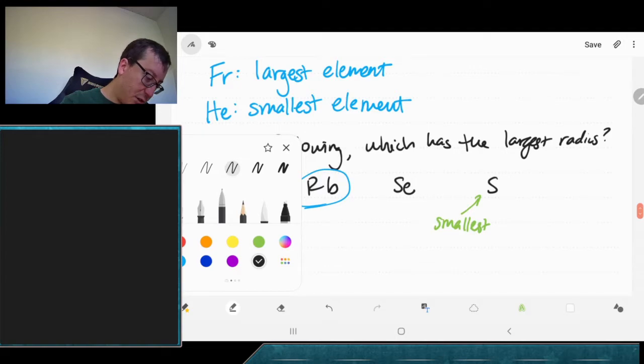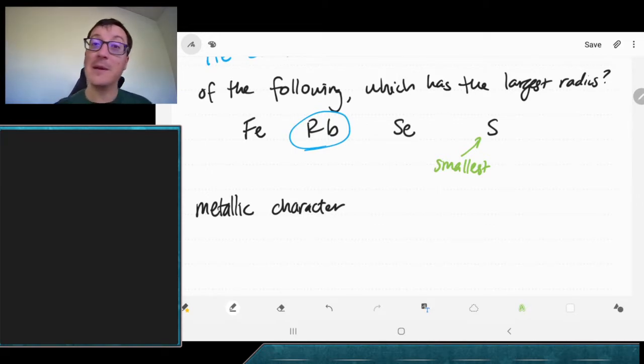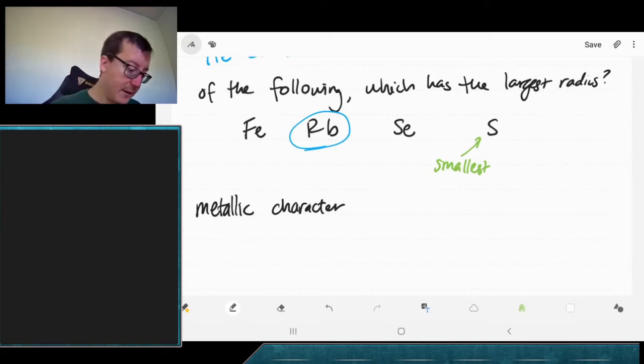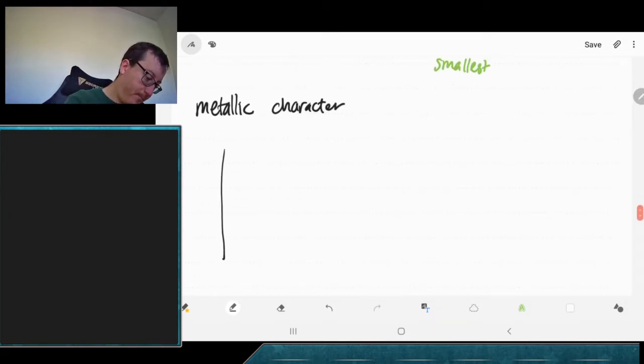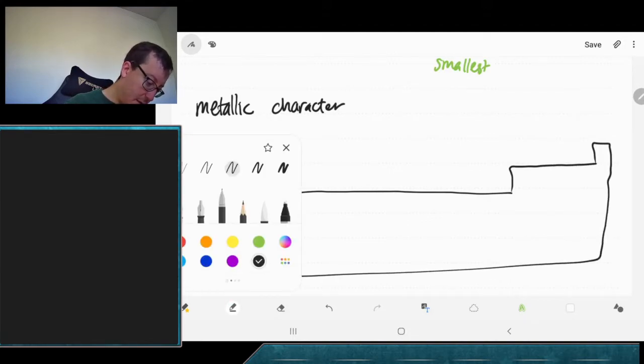Alright, we've got a couple more trends to talk about. Metallic character. How metallic is something. Metallic properties we talked about: shininess, silvery, hard, tend to lose electrons, conductive, and all those fun things. This trend is already one we probably have in our minds.